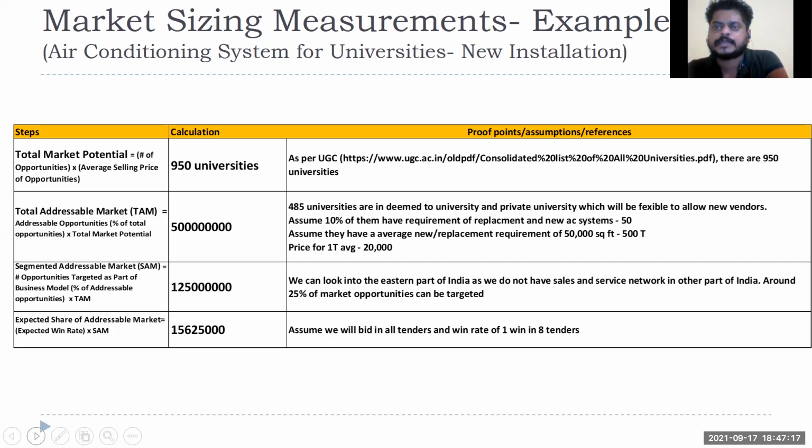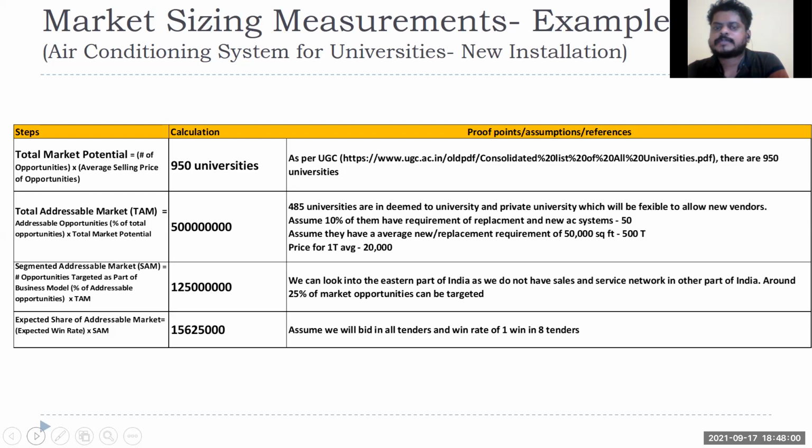We used to import our air conditioners. There were certain government regulations at that time that the installation has to happen from a local party, or the AC has to be manufactured in India, right? Because we used to import our product from the USA or from China. That's why we try to take those universities who are private or deemed universities, because government universities had that kind of restriction. So from that list, I'll select those 485 universities who are private or deemed universities.